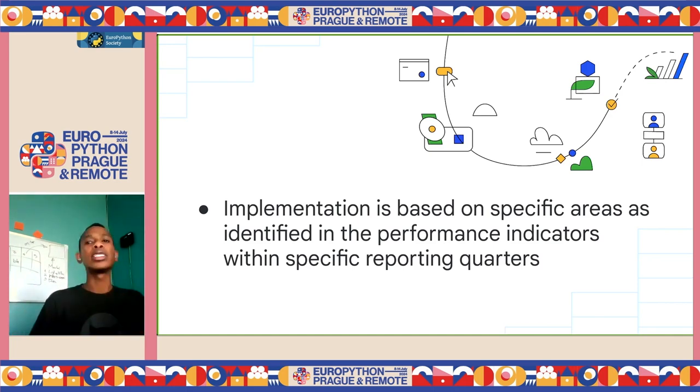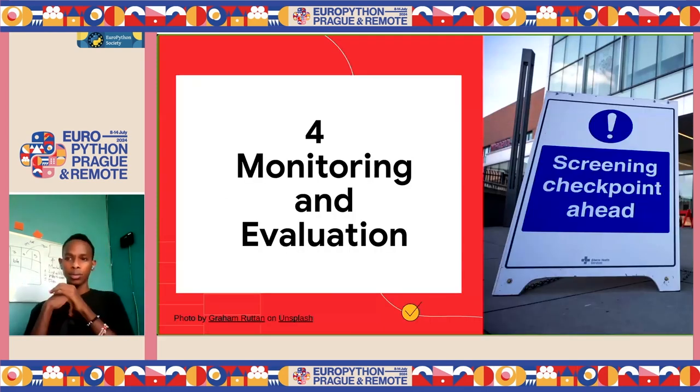So implementing is based on specific areas. It can be the speakers area, it can be the data science working group, maybe it doesn't have persons with disabilities, and all those. And then once you've identified these, have performance indicators within the specific reporting quarters. For example, our performance indicator this quarter as the Chaos Africa team was to reach out to persons with disabilities and train them on data science, web development, and the different tracks in software engineering. So our specific reporting quarter will be the third quarter, and they're going to be reporting on that specifically. So those are some of the things we will be looking at.